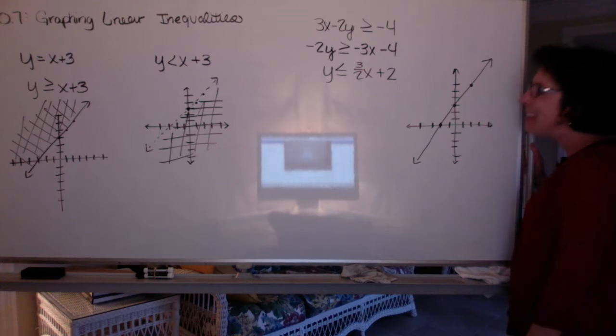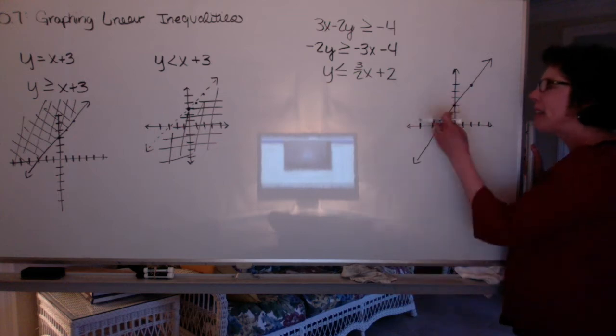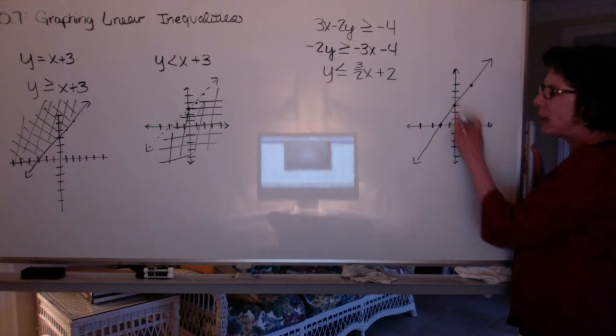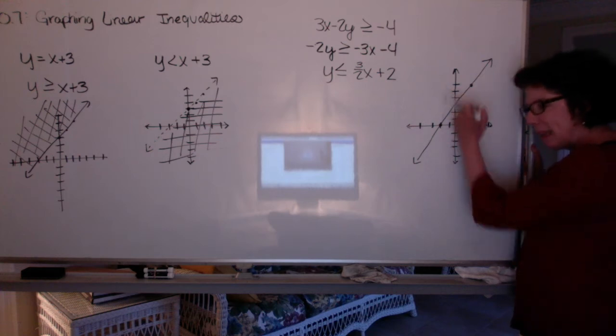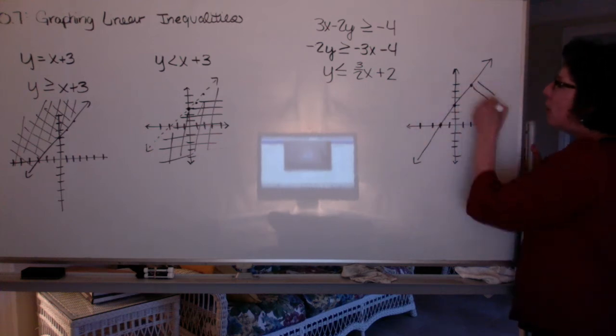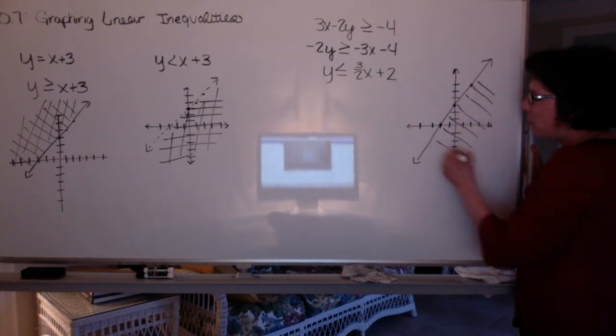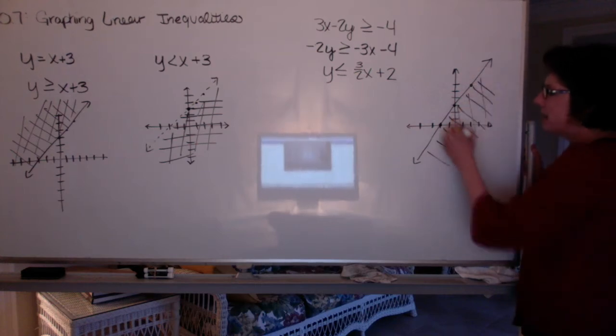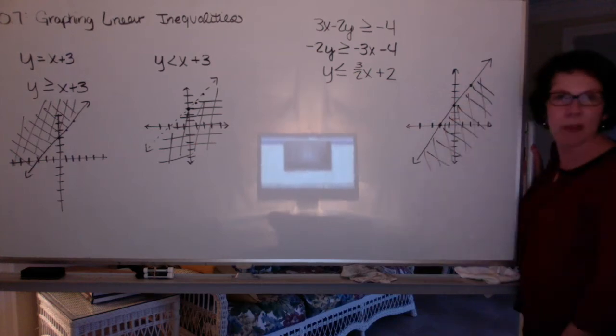All right, now, which half plane am I going to graph? y is less than or equal to 3/2 x plus 2. Well, remember, less than is going to mean that I'm going to be shading below the y-intercept of 2. So I'm going to go and shade this, and we're going to make sure we're correct by doing a test point.